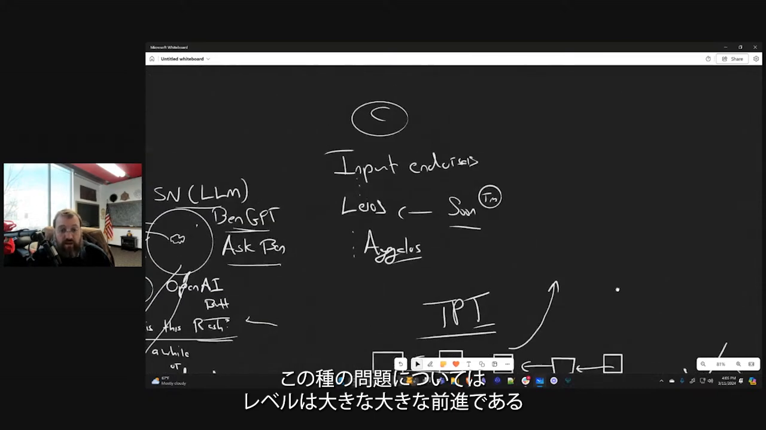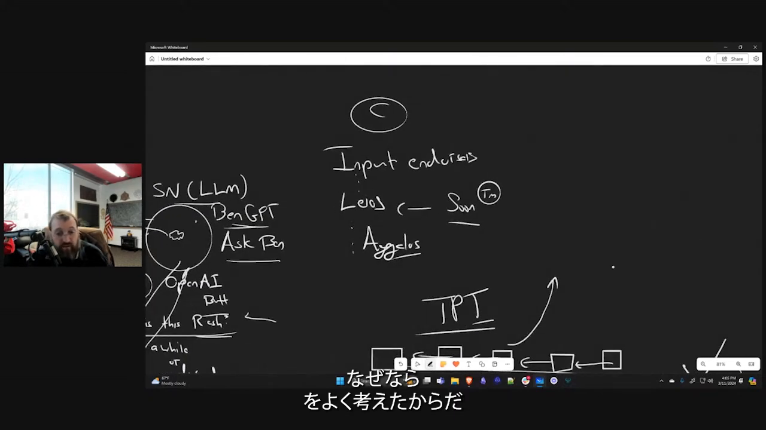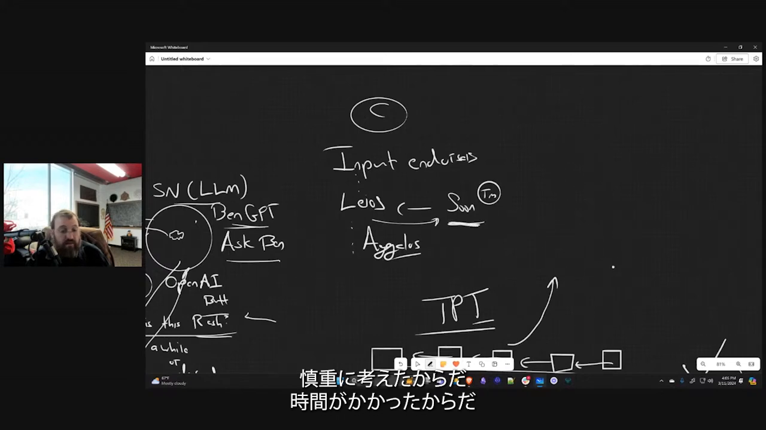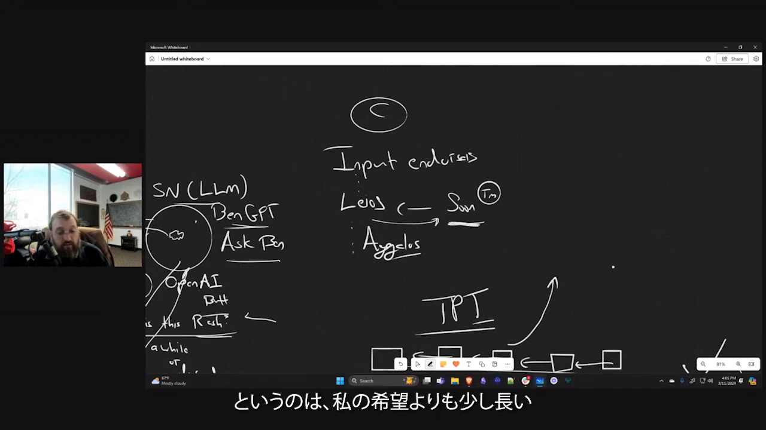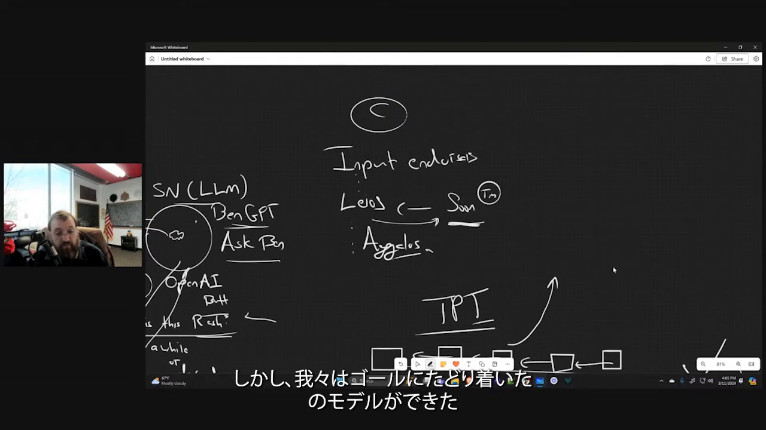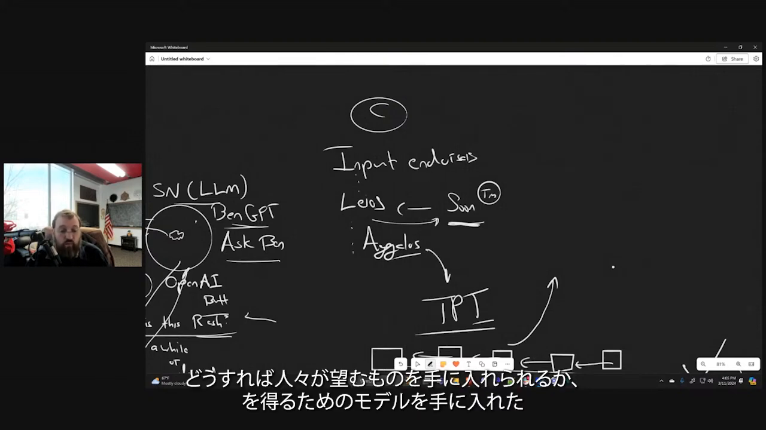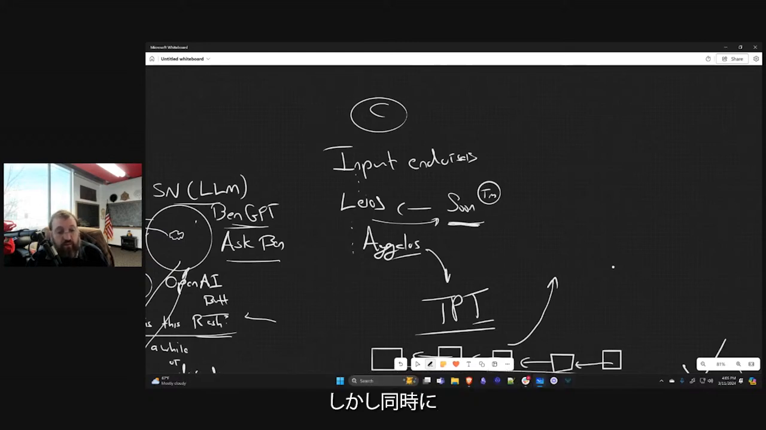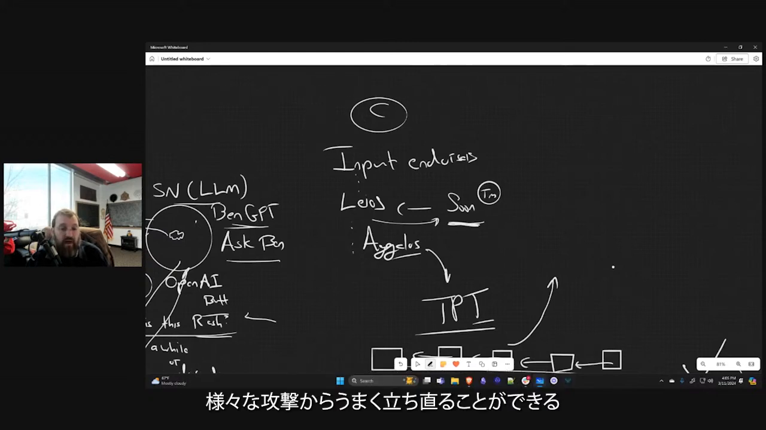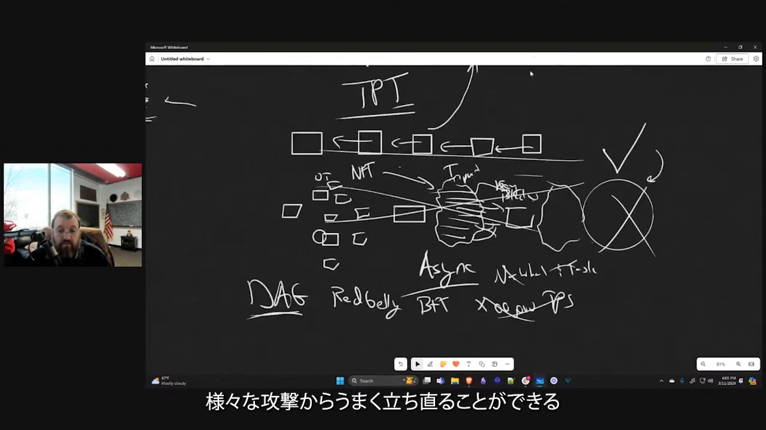Leios is a major step forward because we thought very carefully about that, and because that careful thinking took time, that soon right there is a little longer than I would have hoped, but we're at the finish line. And basically, we now have a model for how to get what people would want, which is very high transactions per transaction, but at the same time, actually can recover nicely from various attacks.